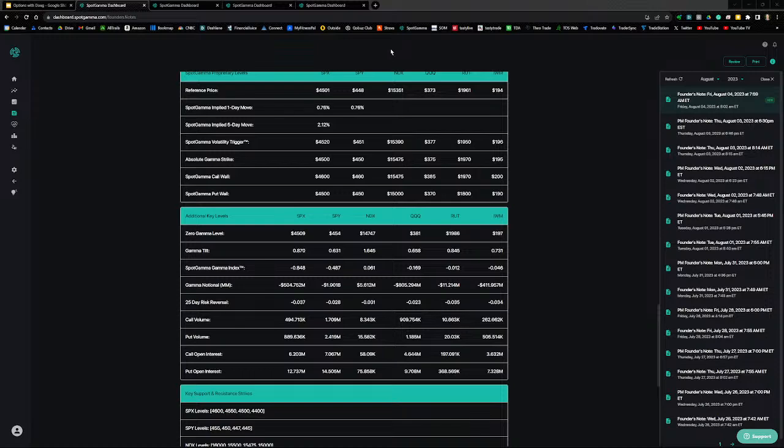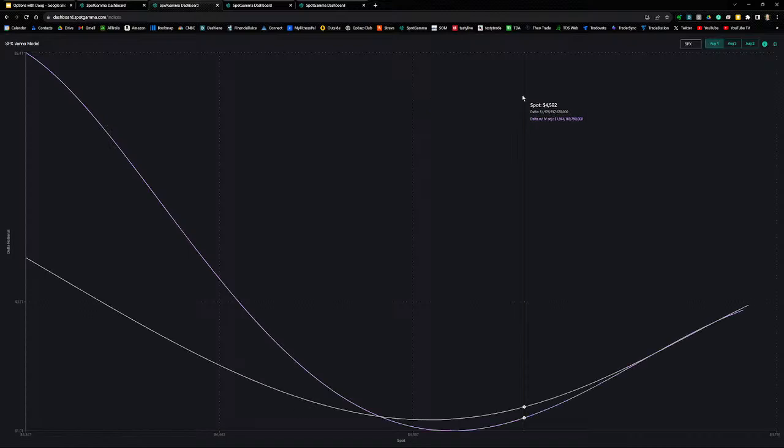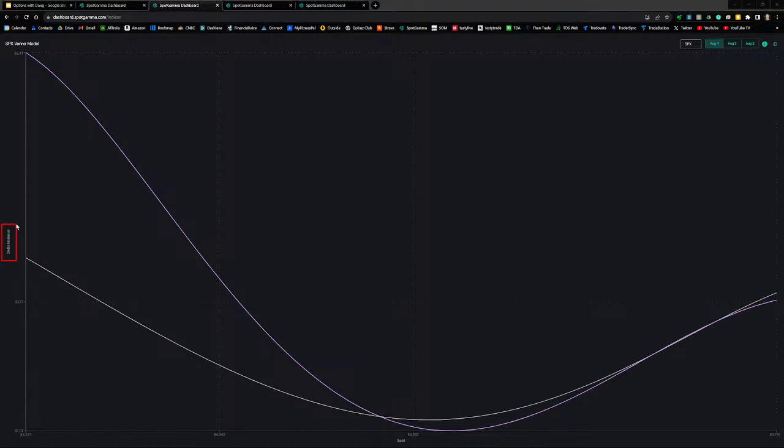All right, let's take a look at the Vanna model now, and we'll get an idea of what this means. So this is SPX. This chart is showing market makers' delta exposure, delta notional, and how that changes with price. Delta notional is shown on the vertical axis and price on the horizontal axis. There are two curves on this chart.